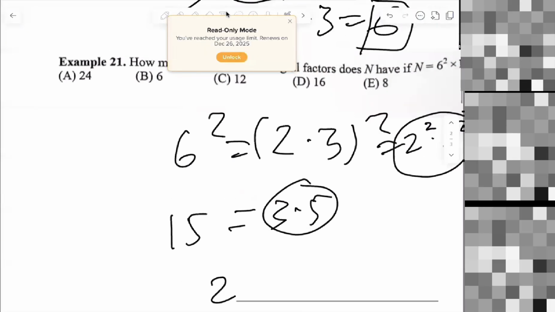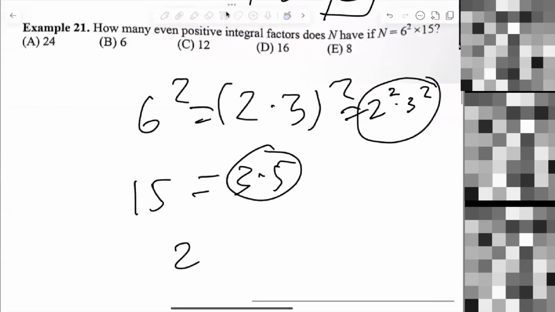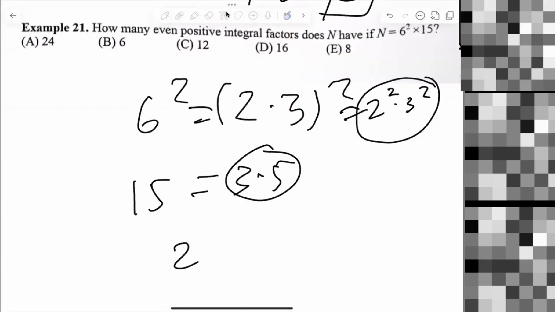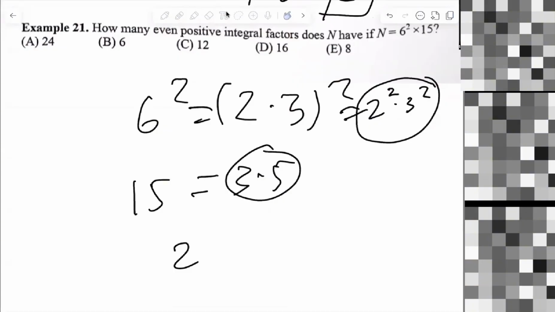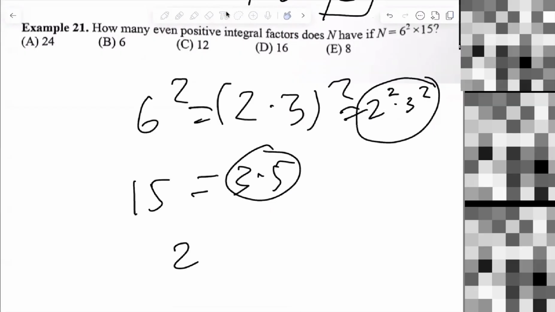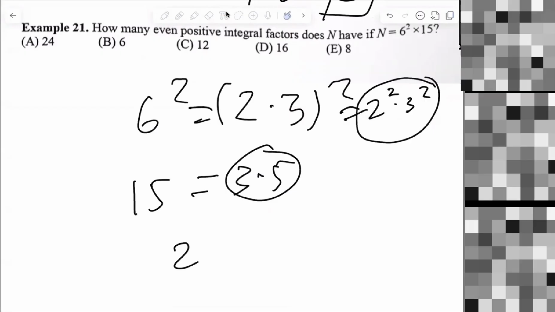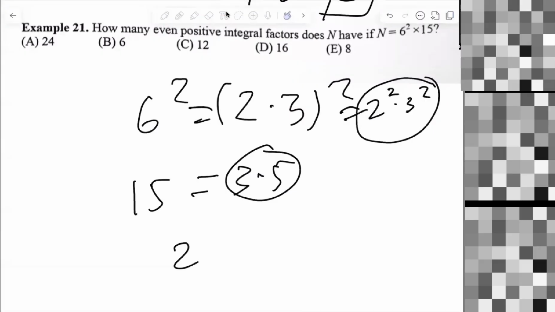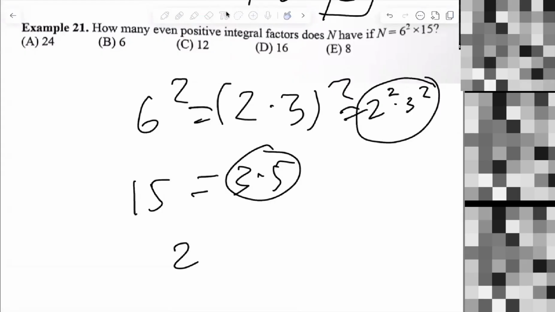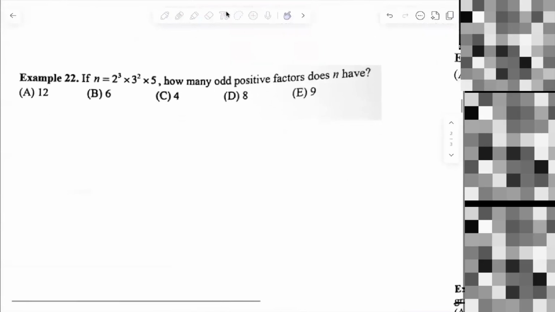We should get 2 squared times 3 squared times 5, times 3 times 5. So that's 2 squared times 3 cubed times 5. So we got 3 copies of 3. So from here, the answer to this question is just 2 plus 1 times 3 plus 1 times 1 plus 1, or 24, or A. Alright? Now let's move on to example 22.